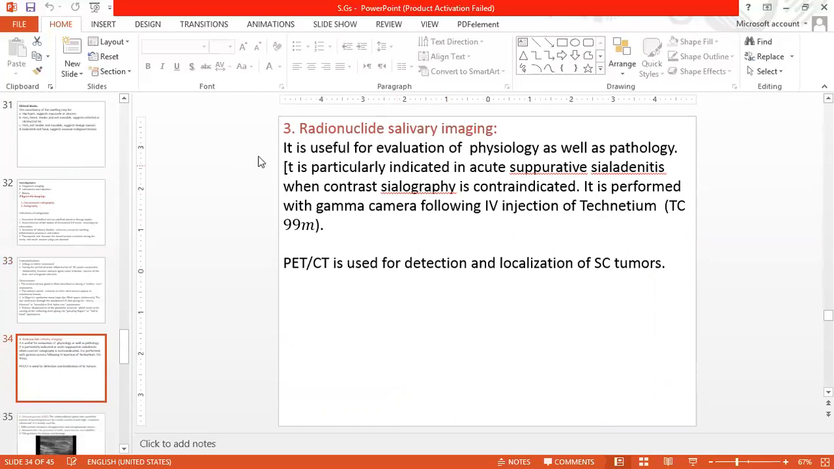Also, we have another technique for diagnosis of salivary tumors, which is radionuclide salivary imaging, including scintigraphy using technetium-99. PET scan can also be used for detection and localization of salivary gland tumors.